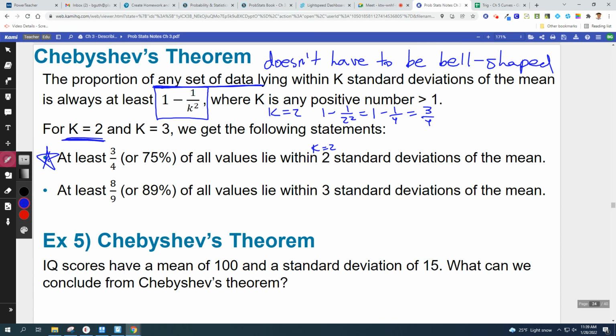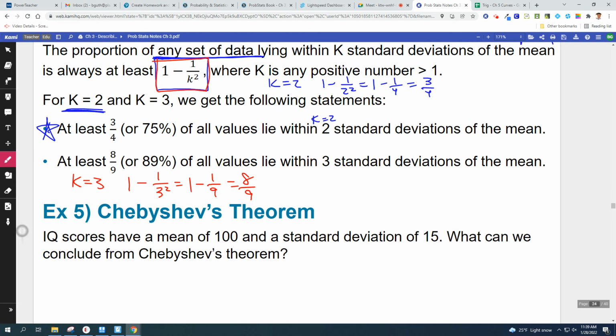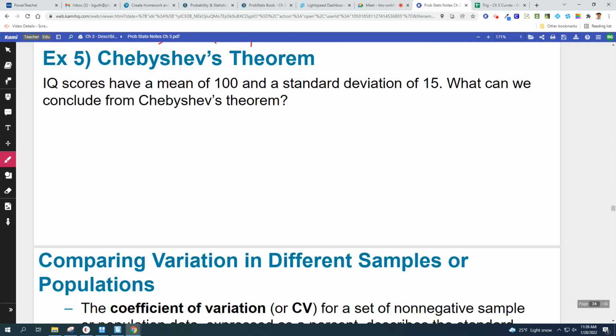And then if you had k equal to 3, Chebyshev's says 1 minus 1 over 3 squared. That's 1 minus 1/9, which is 8/9. And so it says at least 8/9 of all values lie within 3 standard deviations of the mean. Okay, that's all that says. I suppose you could do k equal to 4, k equal to 5 if you want and get bigger and bigger numbers. But that's Chebyshev's, and it's nice because it works for any set of data, not just bell-shaped.